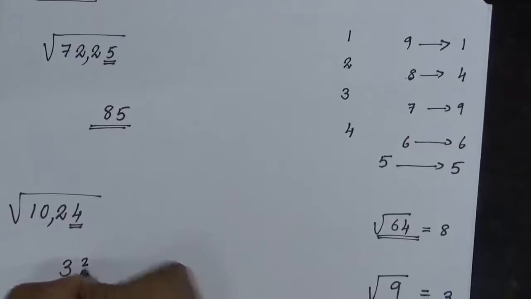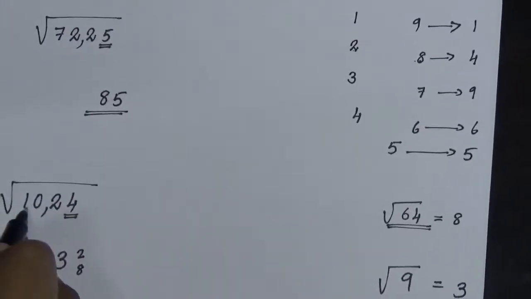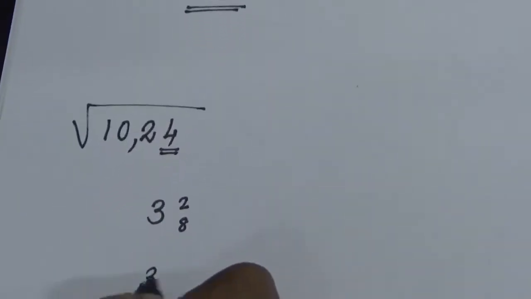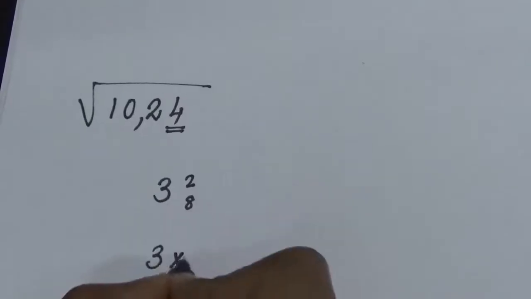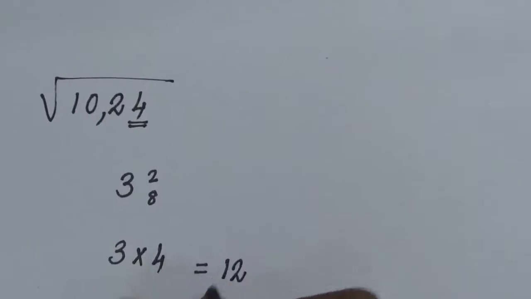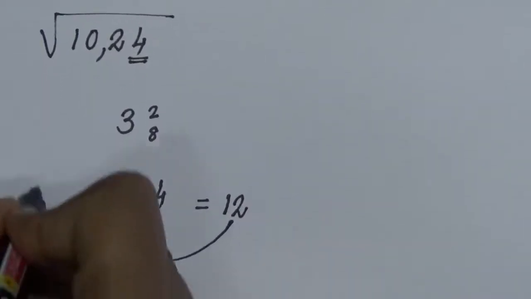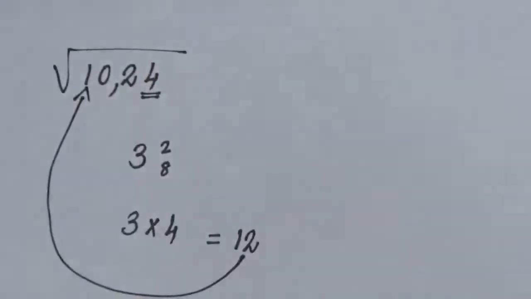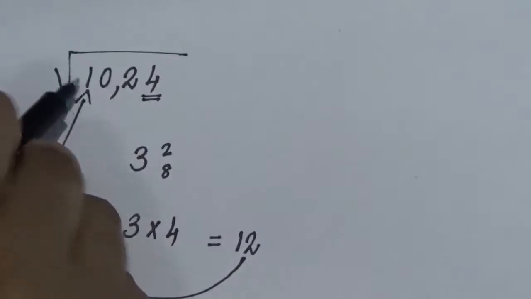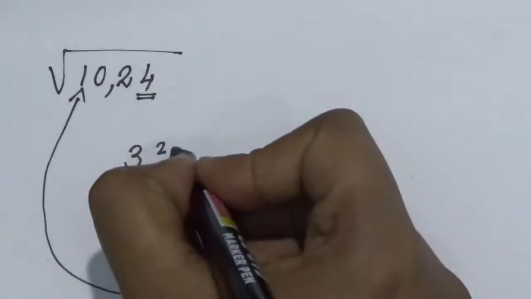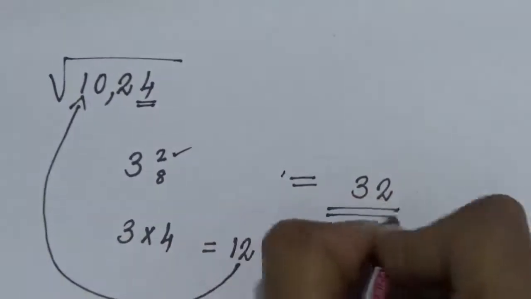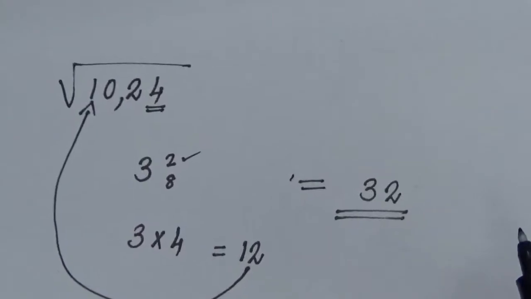Now take the number 10. You have to start from this number 3. Find 3 into the next number of 3. It is 4. What do you get? 3 into 4 is 12. Now compare the number 12 with the first period of numbers, that is 10. This 10 is less than this 12. That means you have to take the smaller number 2. So we get 32 as the square root of the number 1024.